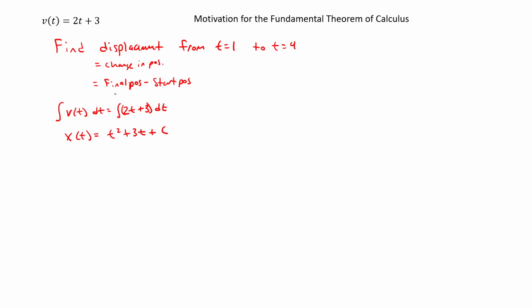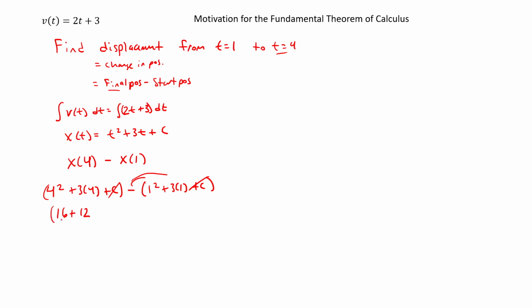And now, final position. Well, that would be the position we're at when time equals 4. So let's plug that in. And then let's figure out what's happening at time equals 1. Plugging that in, we get 4 squared plus 3 times 4 plus c, minus 1 squared plus 3 times 1 plus c. Right away we can see that the plus c's are going to cancel out, right? We're going to distribute this negative, so those are just going to go away. We're left with 16 plus 12 minus 1 plus 3, and that's 28 minus 4, which is 24.